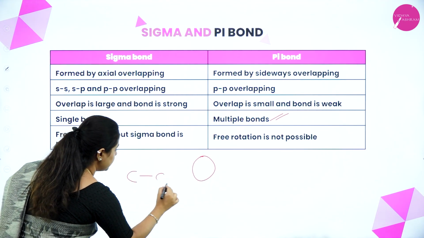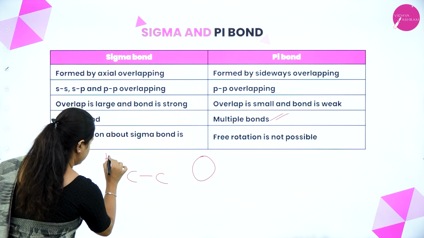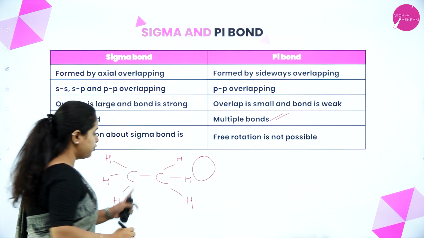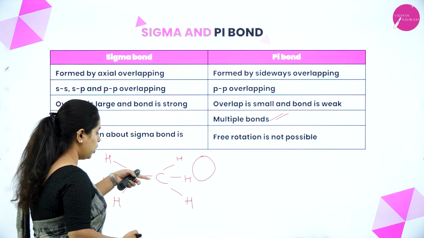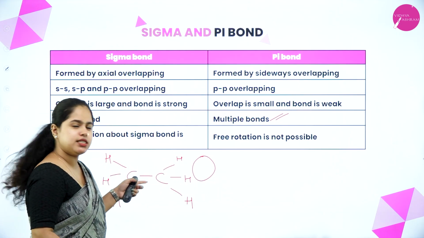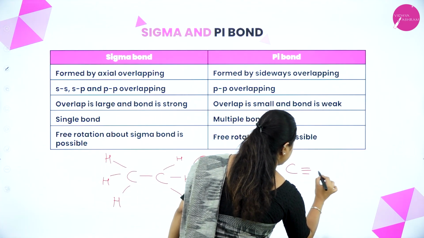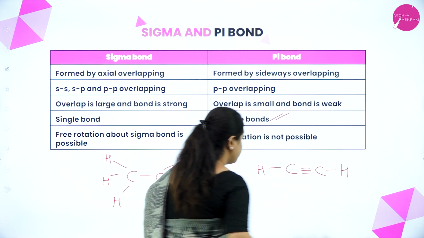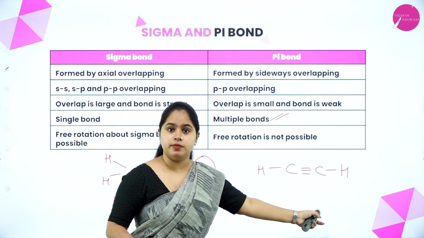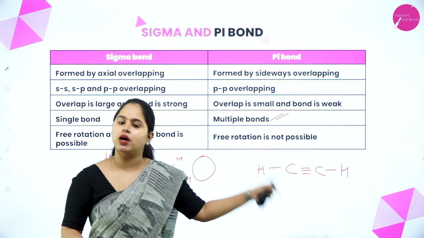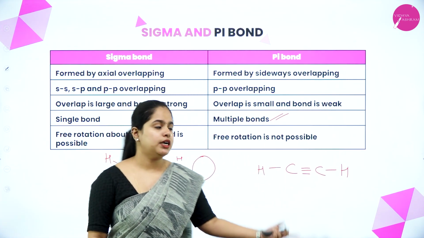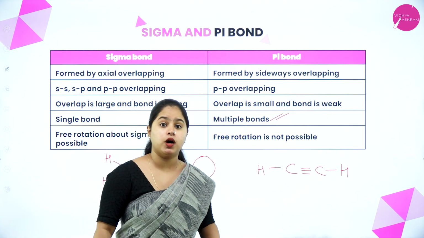Let's consider this particular molecule. If only one single bond is present, that is a sigma bond, then along this axis, if I want to rotate this CH3 part, it is easy, right? Only one single bond is present here. But let's take the case when a triple bond is present here. Free rotation is a little difficult in this case. Why? Because it is triply bonded. So the rotation along the axis will be quite difficult compared to a sigma bond. That is why free rotation about the sigma bond is possible, but in the case of pi bond it is not possible because it is doubly or triply bonded.